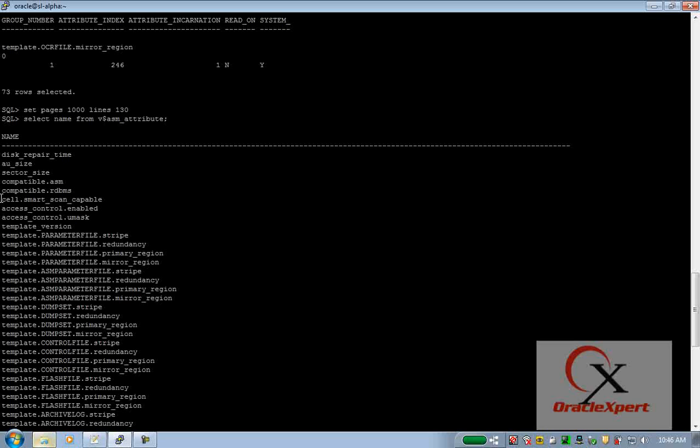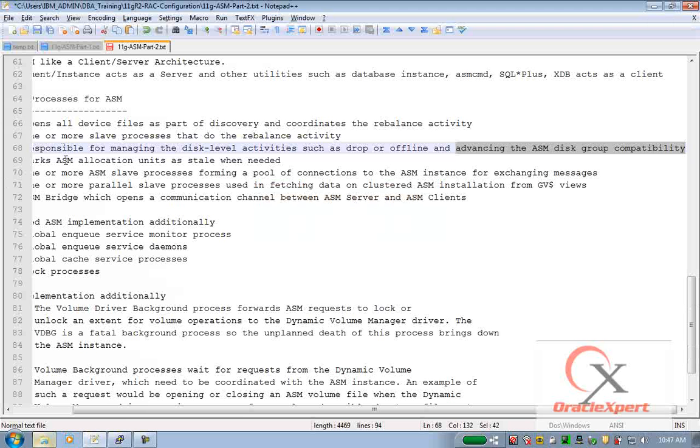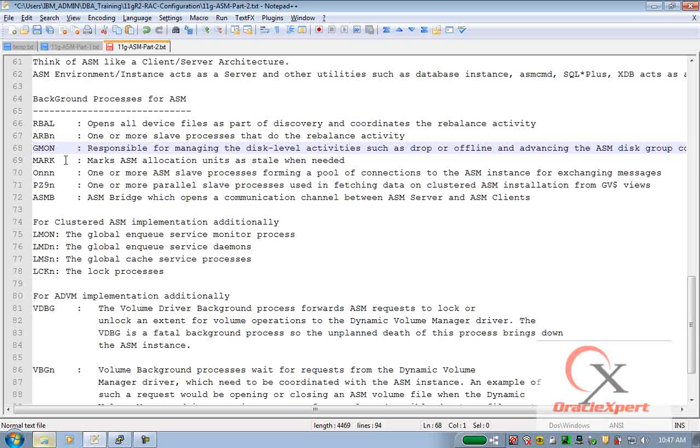I am listing the attributes. There are three compatible parameters called compatible.asm, compatible.rdbms, and in some cases compatible.advm. More on it in a later session. But whenever you change this compatibility value for a disk group, then GMON would come into the picture. Remember, this compatibility has to do with the metadata. So once we are into that compatibility discussion, I will explain what you mean by compatibility of 10.1, 10.2, 11.1, 11.2, and how the metadata over a period has changed.